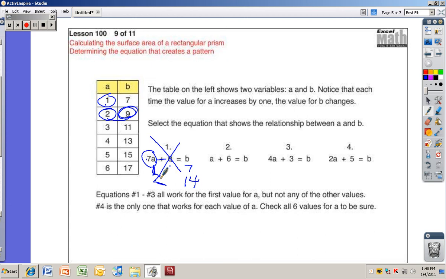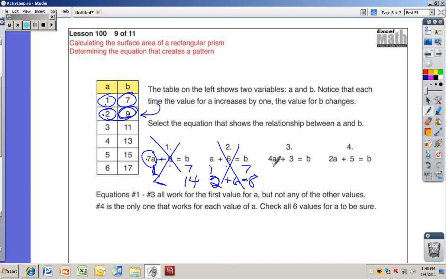Okay, what if we put in plus 6? 1 plus 6 is 7. That works for the first one. How about this one? 2, we put a 2 in. 2 plus 6 equals 8. Does that result in that number? No. So that one works for the first set, but not for the second set as well. Let's try the next one.